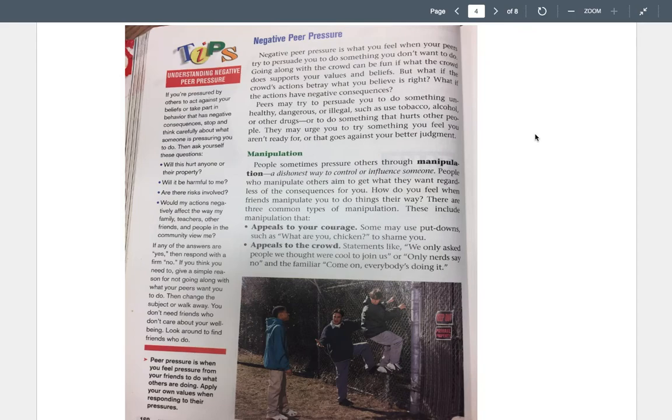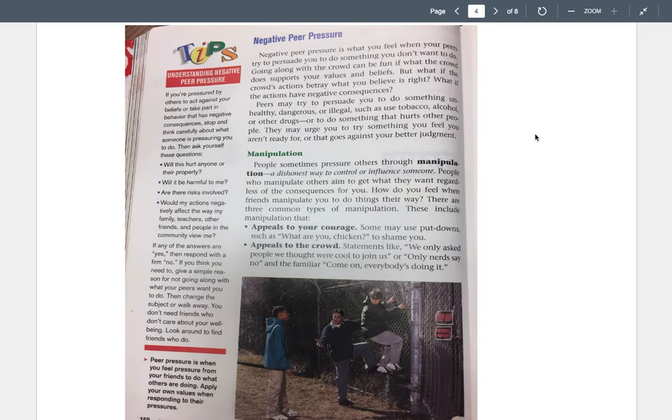But what if the crowd's actions betray what you believe is right? Let me repeat that. But what if the crowd's actions betray what you believe is right? What if the actions have negative consequences? Peers may try to persuade you to do something unhealthy, dangerous, or illegal, such as tobacco, alcohol, or other drugs. And I could add vaping in there because vaping wasn't around when this book was made. Or to do something that hurts other people. They may urge you to try something you feel you aren't ready for, or that goes against your better judgment.